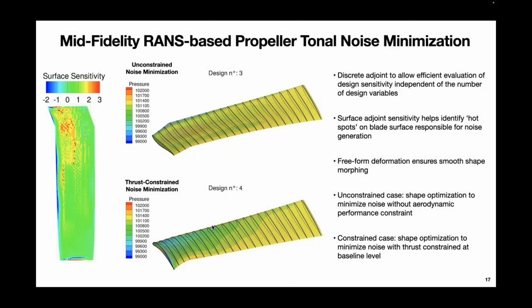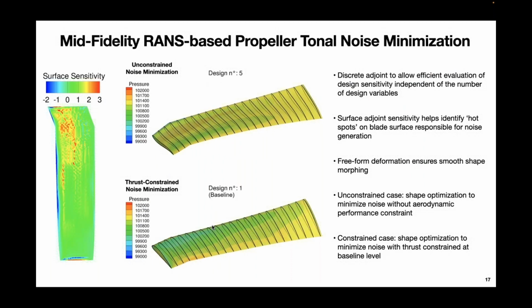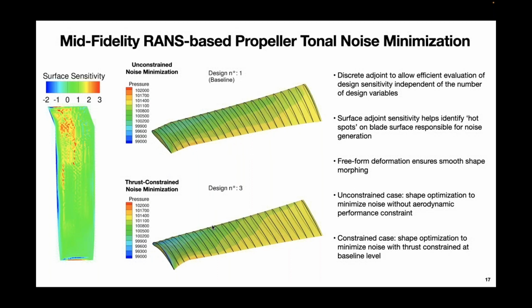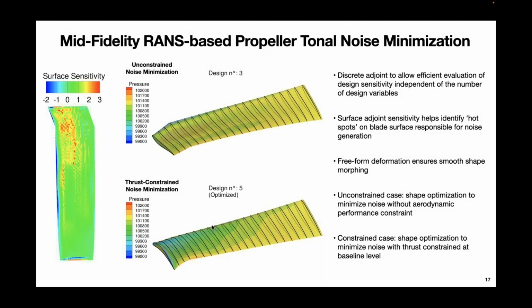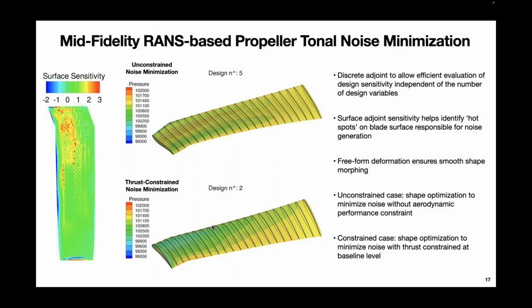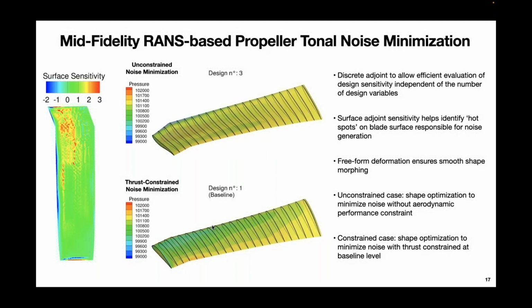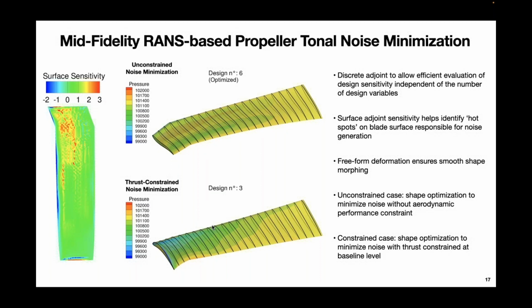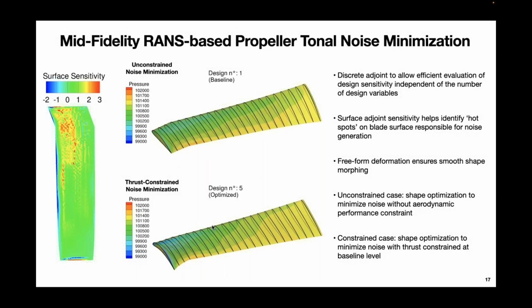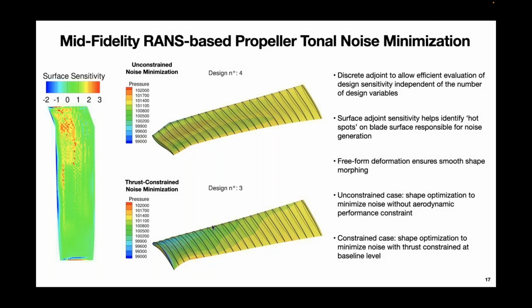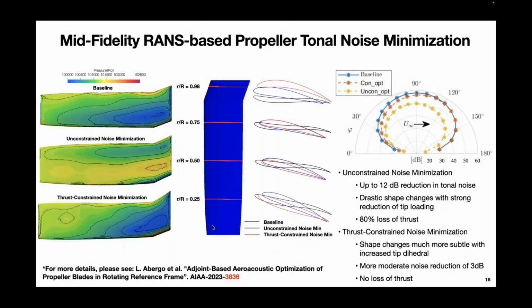Two optimizations were performed: unconstrained noise minimization and thrust-constrained noise minimization. As you can see, for the constrained one, the shape change is a lot more minute, whereas for the unconstrained one, you have very drastic shape changes. You can probably see it more clearly here, and this is, I believe, the last slide.